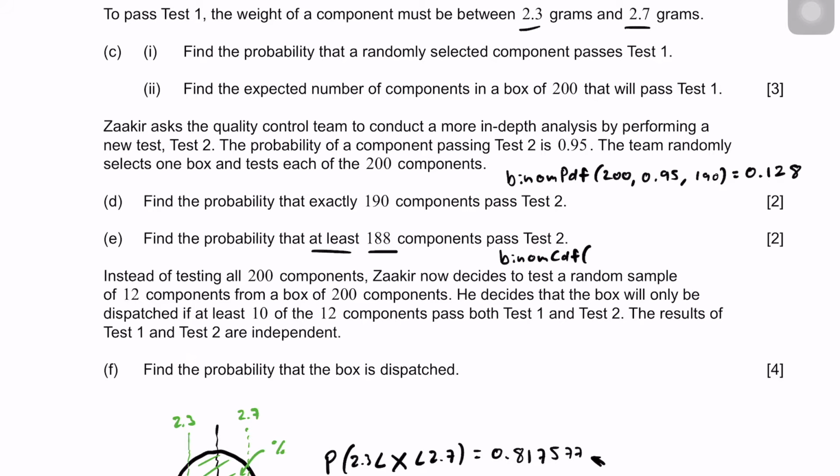So binomial CDF, 200, that's our set number of trials, probability of occurrence, at least 188, up to the total value of 200. And in this case, the probability is 0.7964 or 0.796. So just to expand a little, binomial CDF, binomial PDF: PDF is just the exact value. CDF is a range.